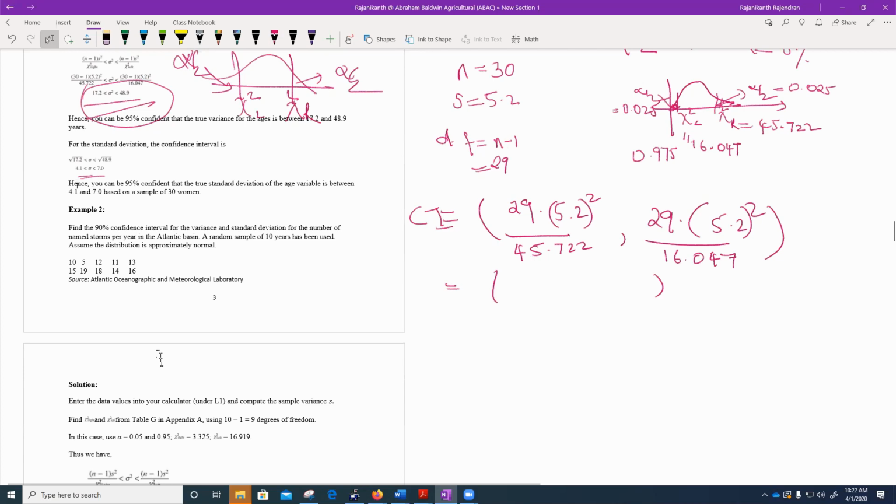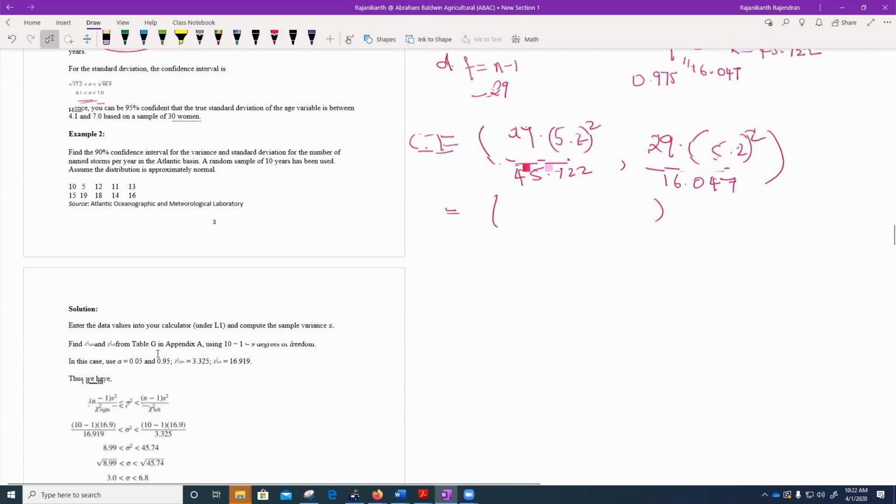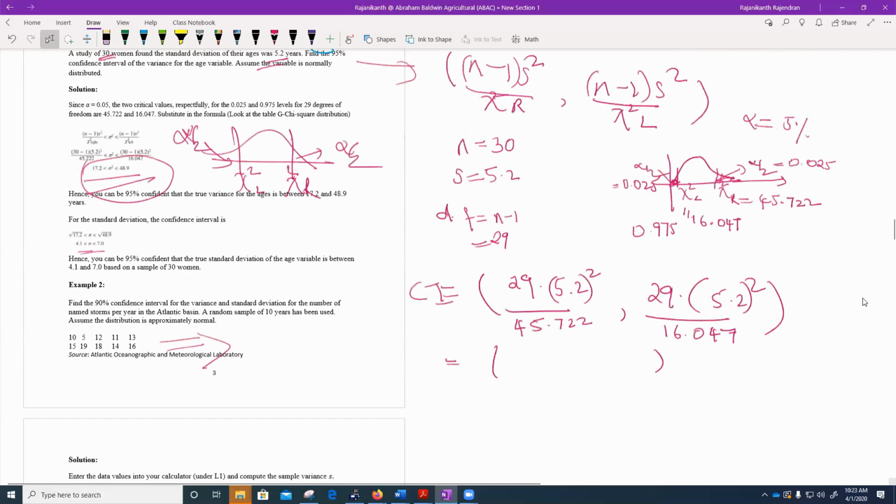Right. Now let's move to the second example. Oh, you see now, second example. We don't have sample standard deviation. Instead, we have the data values, right? Then how are we going to approach this problem? Any suggestion? First of all, you should know these variables, right? The question is what? Read the problem. What is the question? Find the 90% confidence interval for the variance. Okay, again finding variance.